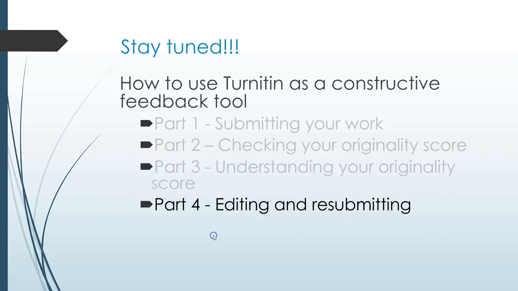So stay tuned, because now I'm going to tell you about how you can edit your work and resubmit to Turnitin to be able to enhance the number and make it better.